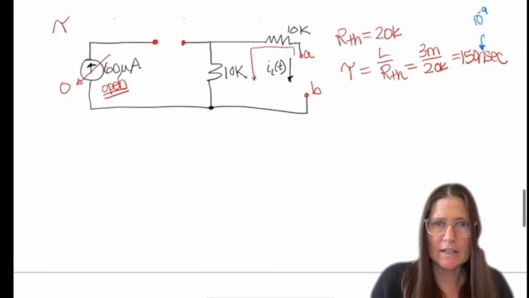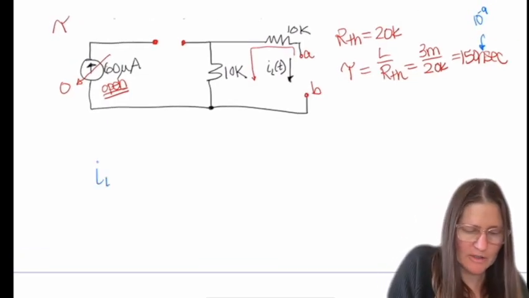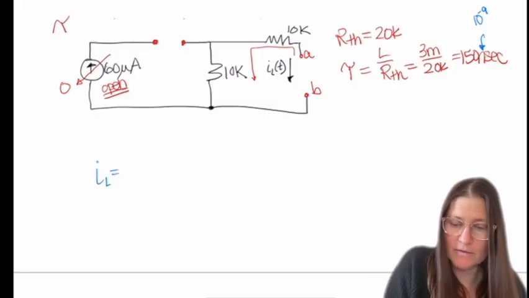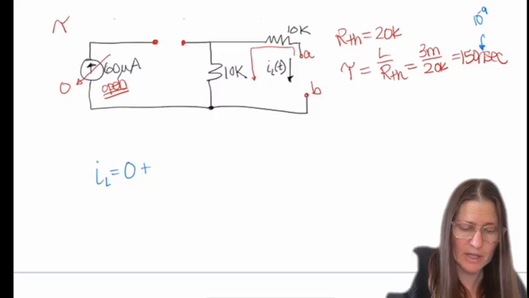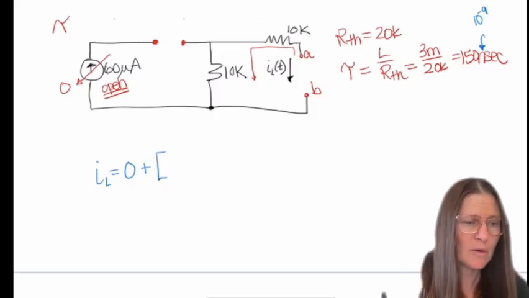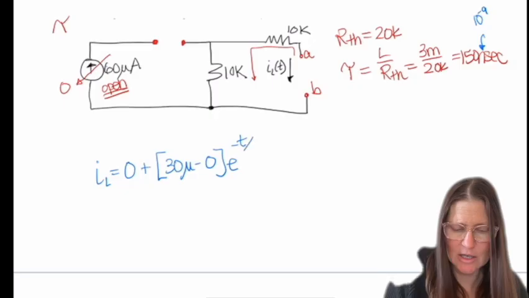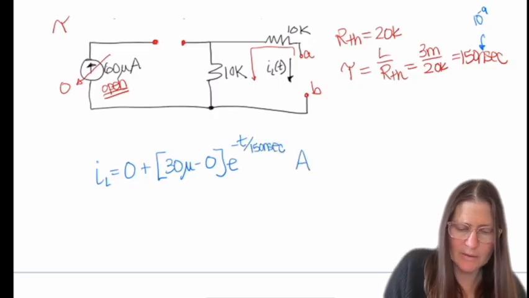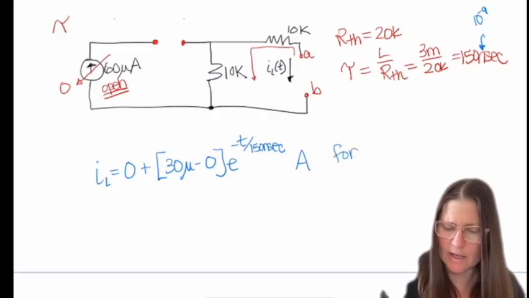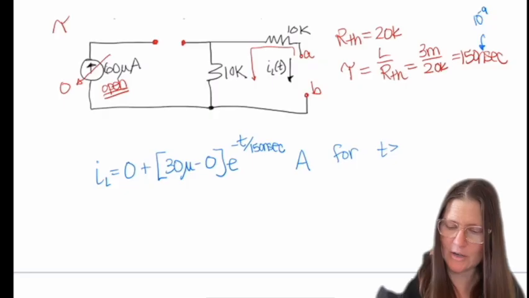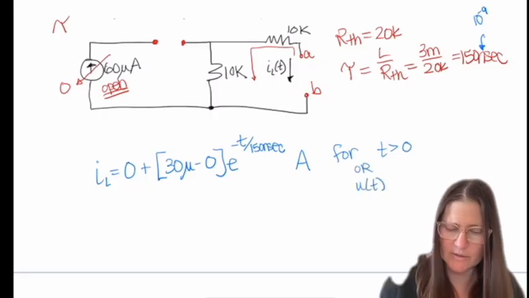Now we can write the general form equation. So IL is going to be the final value, which is 0, plus the initial value, which was 30 micro, minus 0, e to the minus t over 150 nanoseconds. And that will be amps. And then again, you can say for t greater than 0, or just put in a u of t times this equation.